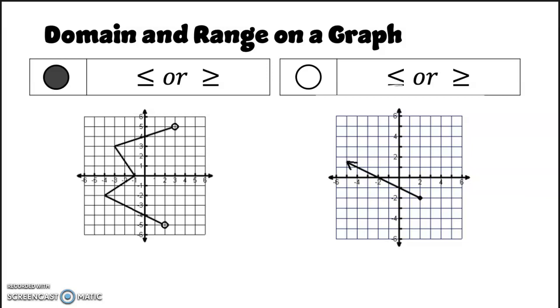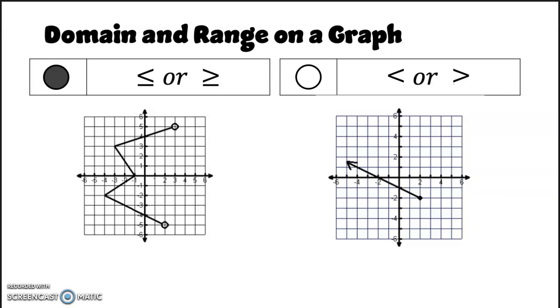Oh my goodness. I'm sorry. Same rules apply. So our closed circle is for less than or equal to, greater than or equal to signs. And then our open circle is just less than or greater than signs. Because when it's less than or greater than only, the value we're talking about is not included. But when it's less than or equal to, greater than or equal to, that value is included.